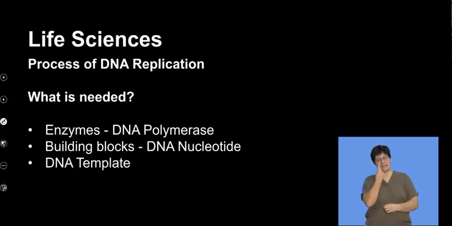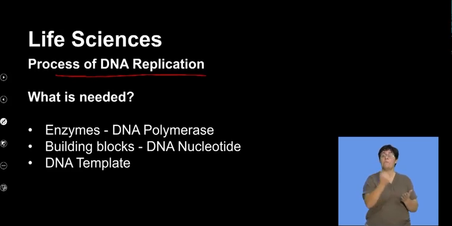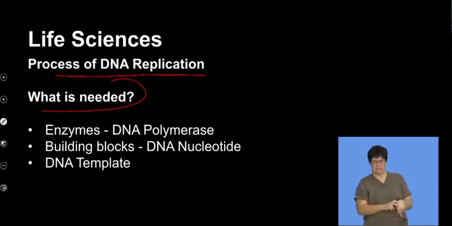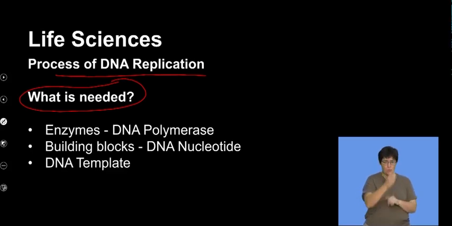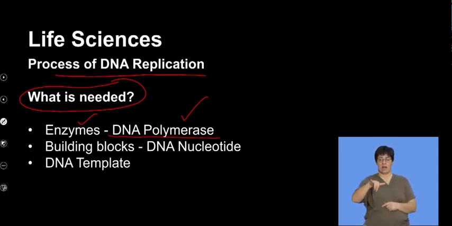So let's understand the process of DNA replication. It's important that we identify what is needed. And so there's a series of needs for this process to occur. The first, in most biochemical processes, is enzymes. And the enzymes we're going to look at are a group of enzymes, and we refer to them broadly speaking as DNA polymerase. It's important that we recognize that these are DNA polymerase enzymes.